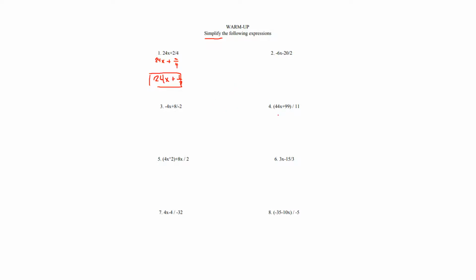Let's do number 4 here. So it's 44x plus 99 all over 11. So just like number 1, we're trying to simplify any fractions here. And this can also be rewritten as 44x over 11 plus 99 over 11. And 44 divided by 11 is just 4x. And 99 divided by 11 is just 9. So 4x plus 9 is your answer for number 4.